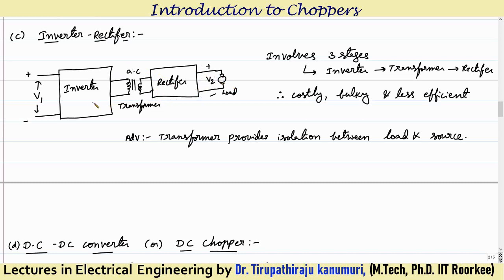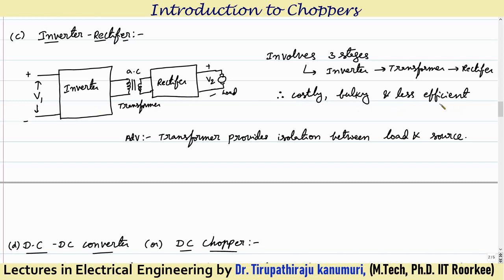So here again 3 stages are involved. First it needs one inverter, then one transformer, either step up or step down transformer, then one rectifier is required to supply the required voltage. So again in this case, because multiple stages are involved, the cost increases and it is bulky also, and third one, as multiple conversions are there, automatically efficiency will be less in this case.